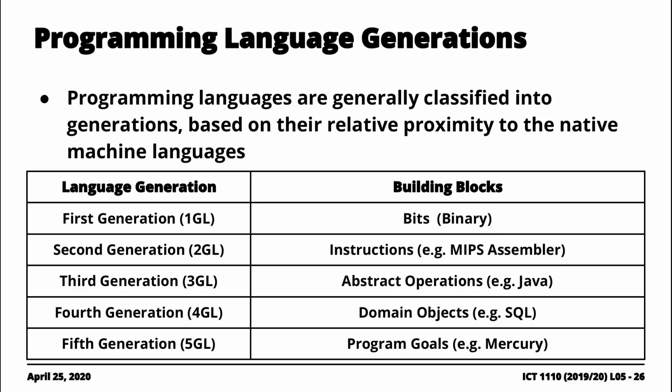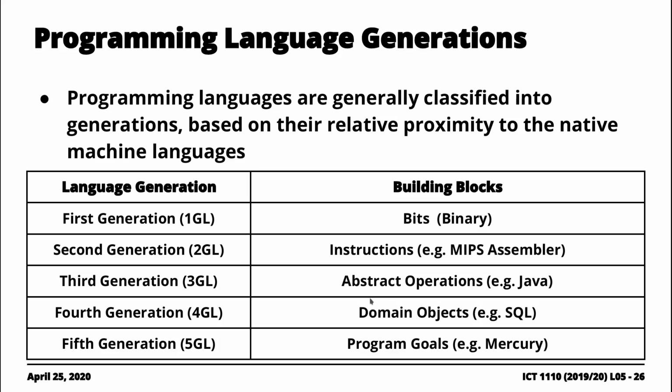Or binary code. And then as you go higher up the various generations, if you look at second generation programming languages, you are essentially looking at individual instructions. And then for third generation programming languages, you're looking at more abstract operations. So if you compare looping constructs created using a second generation language like MIPS assembler with looping constructs in a programming language such as Java, you notice fundamental differences there, right? So building blocks are a key thing here.